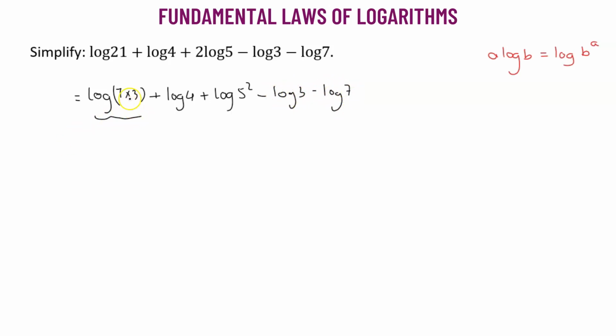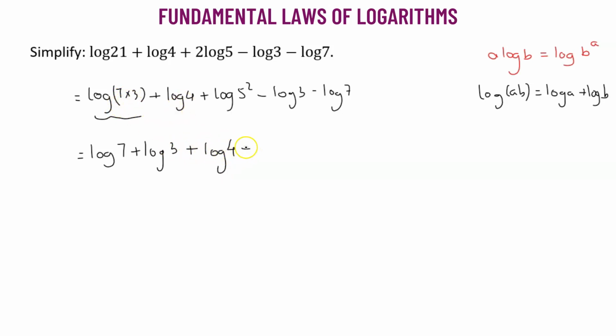Now we'll break down this logarithm into two parts, because where we have something of the form log of a times b, which is the same as log of a added to log of b. That means we have log of 7 plus log of 3. That's log of 7 times 3. Then we have log of 4 plus log of 5 squared. So 5 squared is 25, minus log of 3 minus log of 7.